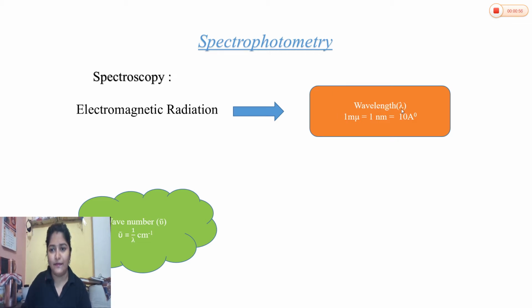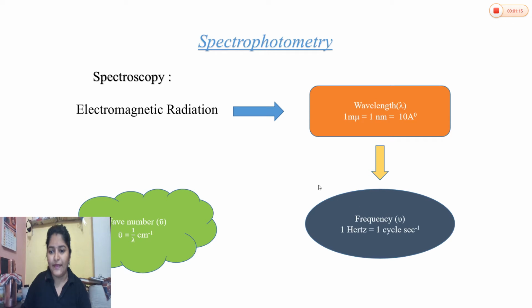So one is the wavelength, which is denoted by lambda, and the wavelength is the distance between two successive maxima on an electromagnetic wave. So 1 micrometer is equal to 1 nanometer is equal to 10 Angstrom unit. Then the second one is the frequency. Frequency is denoted by mu, and it is defined as the number of complete wavelength units passing through a given point in unit time, which is called the frequency of radiation. It is generally expressed in cycles second inverse. So 1 hertz is equal to 1 cycle second inverse.